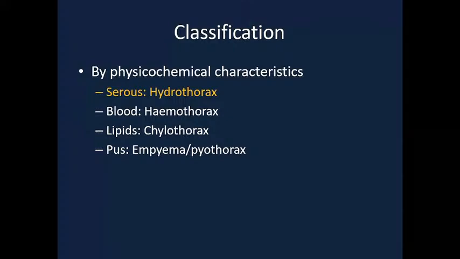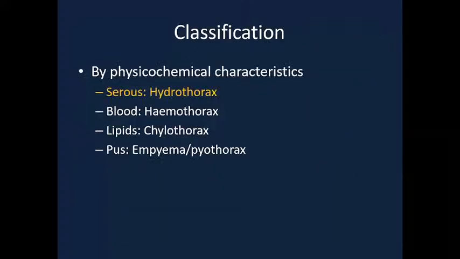So in terms of classification, the commonest basis we use is the physical-chemical characteristics of the fluid. It can be serous, which we refer to as hydrothorax. Could be blood, which we refer to as hemothorax. Lipids, which is chylothorax, and pus, which is an empyema or pyothorax.